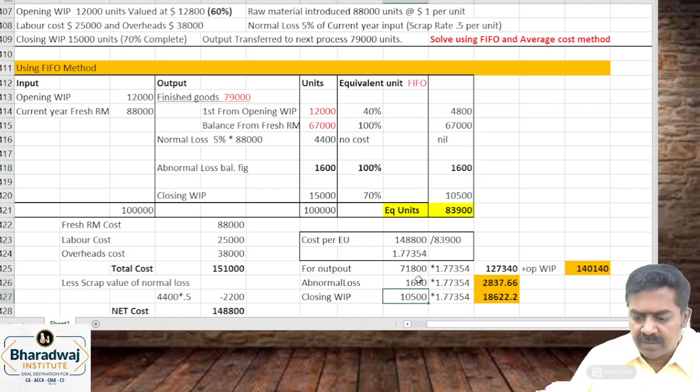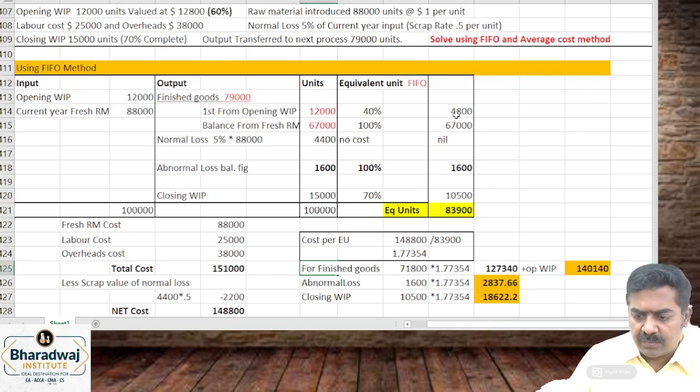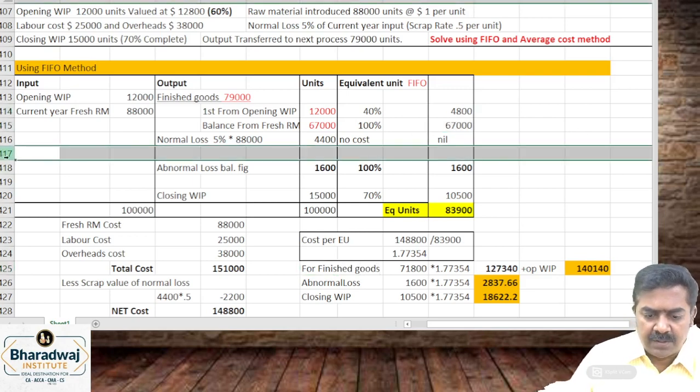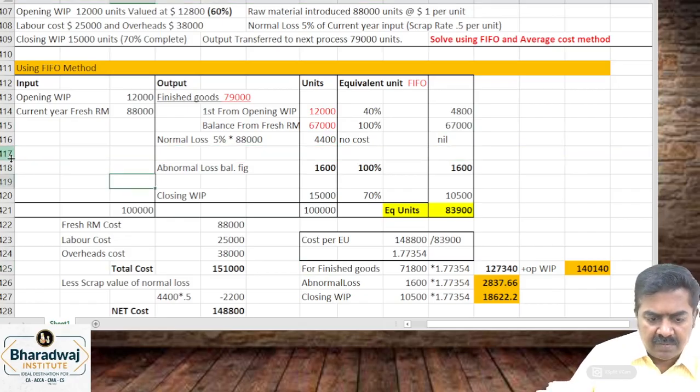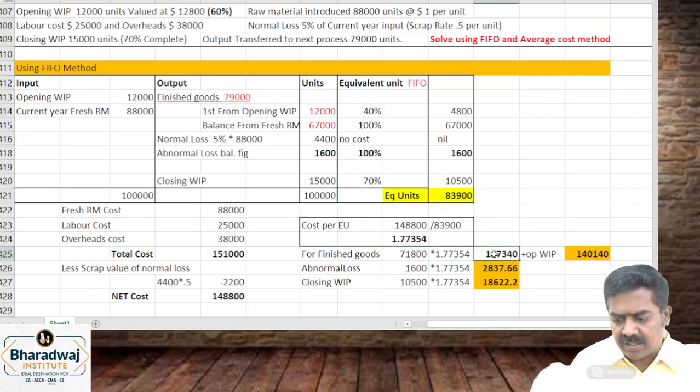1,600 into 1.77354. You get this. Closing WIP, 10,500 equivalent units, and this one. Do you understand? For output transfer, this can be called finished goods. 4,800 plus 67,000. What is the total? 71,800 into 1.77354.